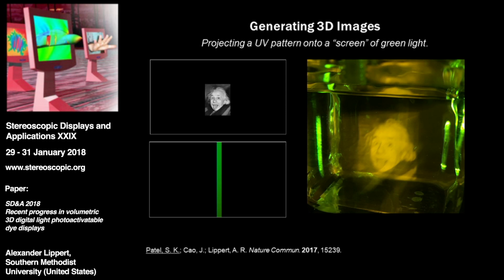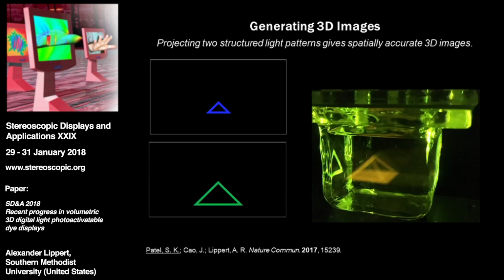So this is good, but so far these are really 2D images at a defined point in 3D space. So we can move this bar back and forth and kind of move where this plane is. But if you want real 3D images, you want to structure the light from both of the projectors. So we can do this. We can do a triangle from the UV projector and a triangle from the visible projector, and we get kind of a pyramid floating in the middle of the flask. Again, it's a volumetric image. You can look at it from different angles and get a different perspective.